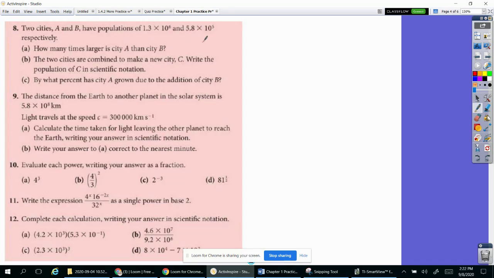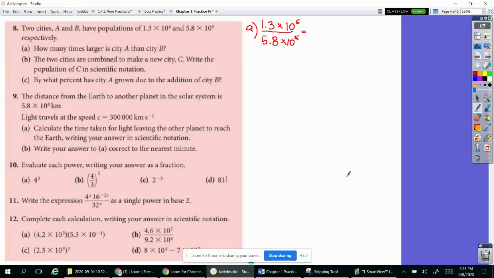So let's look at this one. Two cities, A and B, have the populations of 1.3 times 10 to the 6th and 5.8 times 10 to the 5th respectively. How many times larger is city A than city B? Whenever you're asked how many times, that means you will need to divide. So we're taking 1.3 times 10 to the 6th and dividing that by 5.8 times 10 to the 5th to see how many times larger city A is than city B.